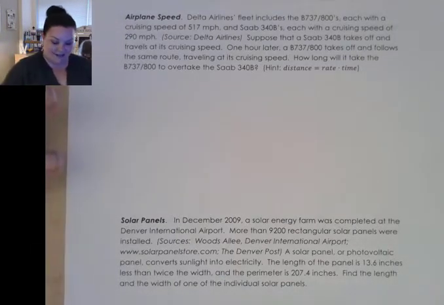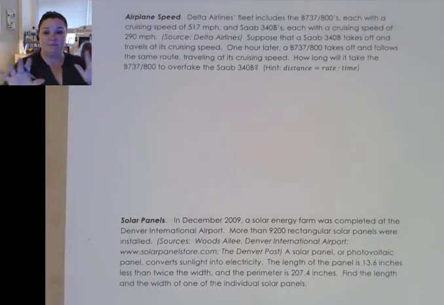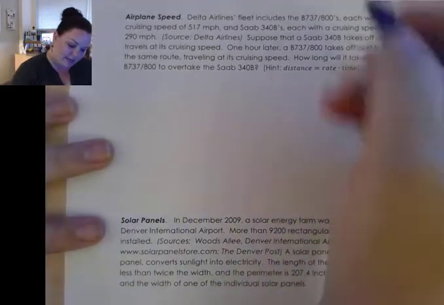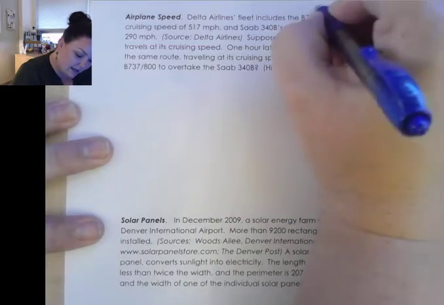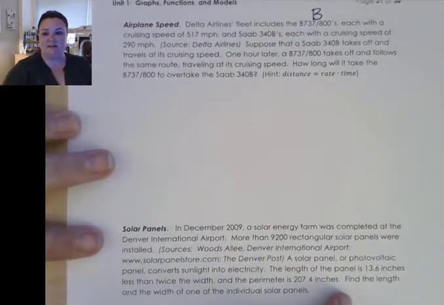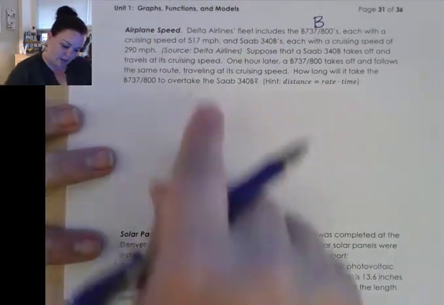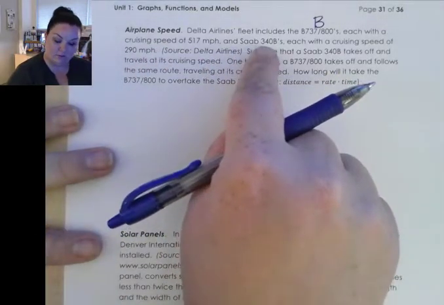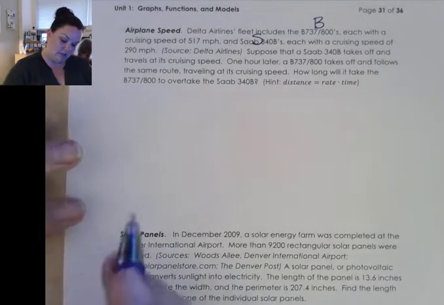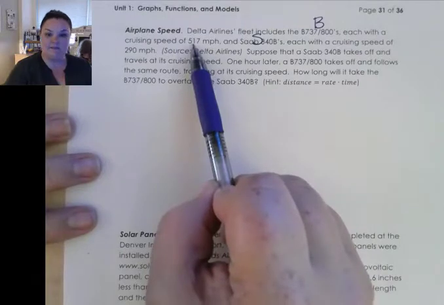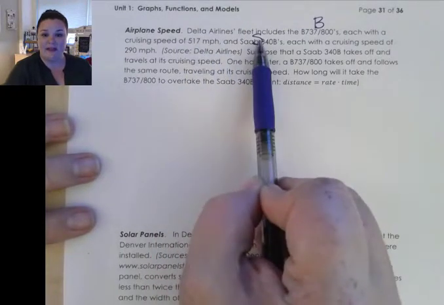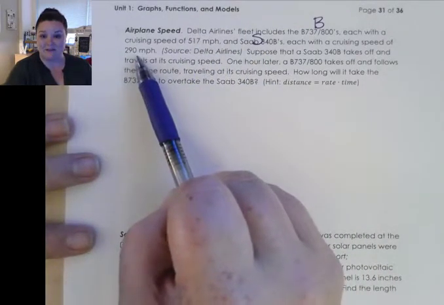Let's look at that again. Okay, so first of all, we're talking about two different types of aircraft, right? So we have the B737-800s. I'm just going to call this the B plane, just to make it a little bit easier. Okay, and then we also have the Saab 340B. So I'm just going to call this the S plane. So we have the B plane and we have the S plane, and we only know one thing about each one, and that's their cruising speed, right? So the B plane cruises at 517 miles per hour, while the S plane cruises at 290 miles per hour.